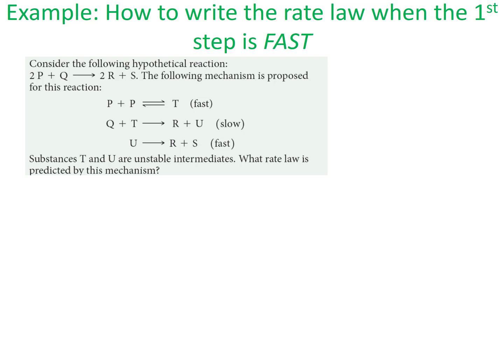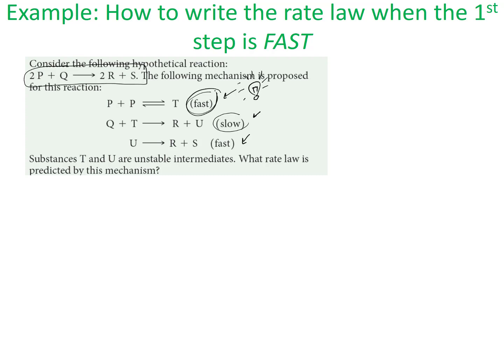Okay, so let's look and see how this is done if the first step is fast. You have to notice that. You have to look at the proposed mechanism. So here's a reaction, this is the overall reaction, and you look at the proposed elementary steps in the mechanism. You have to look at these when it says fast and slow or slow and fast or whatever. And right here, you have to get a light bulb. Pop. Uh-oh, the first step is fast.